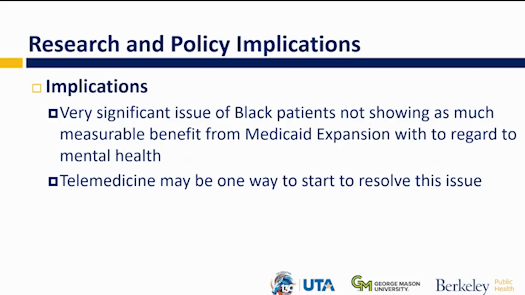the implications here is there's a really significant issue for Black patients not showing nearly as much measurable benefit. I'm not entirely convinced that this is just a sample size issue, because this is a huge data set. But there's probably tremendous heterogeneity across states, and what the heterogeneity is in each state is what we need to unpack. So if we're going to have any policy to fix this, it's pretty important that we figure out why it's happening.